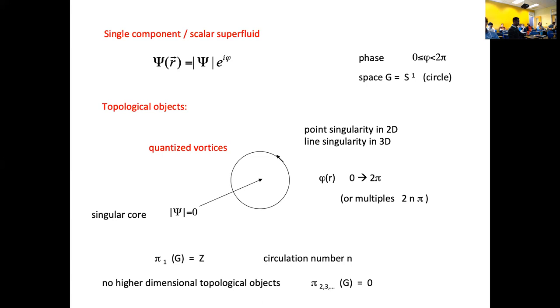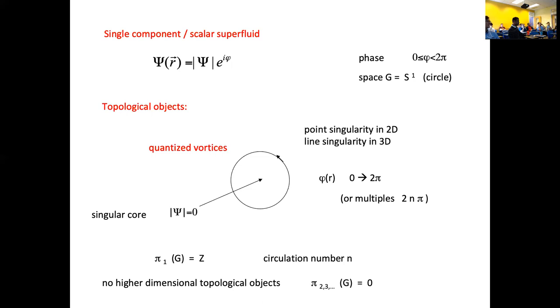And in this case, you have topological objects. That's something that you are very familiar with, I guess, that are actually quantized vortices. They are point singularities in 2 dimensions and line singularities in 3 dimensions. You follow a path around the vortex. The phase, for example, changes from 0 to 2 pi or multiples of 2 pi, so this mapping from the real space circle to the order parameter circle is a topological map. It is topological and actually it forces the order parameter to be exactly 0 right at the core.